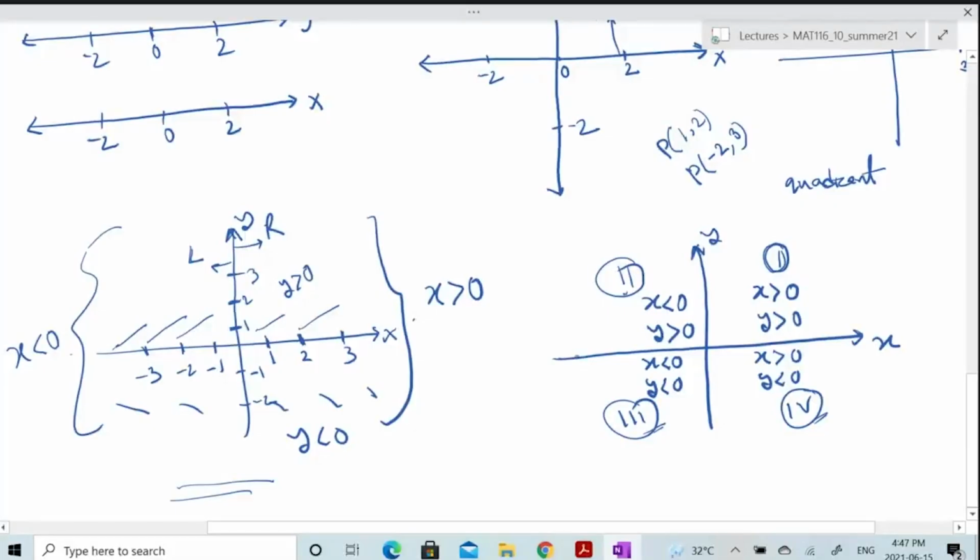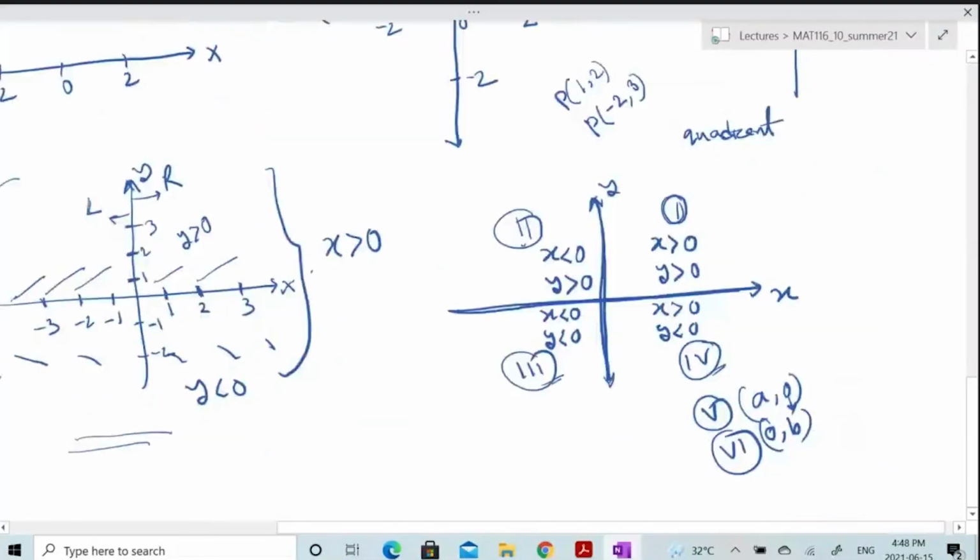Also, the point could be on the x-axis or on the y-axis. If it's on the x-axis, then the point is gonna be a, 0. That means the value of y is gonna be 0. If it's on the y-axis, then that's gonna be 0, b. So we have these 6 possibilities: 1, 2, 3, 4, 5, and 6. This one is on the x-axis. This one is on the y-axis. Clear up to now? Yes, ma'am.